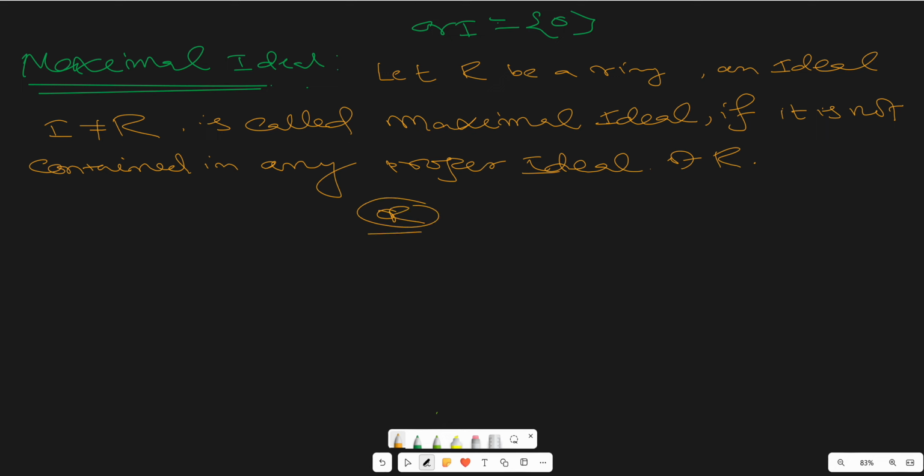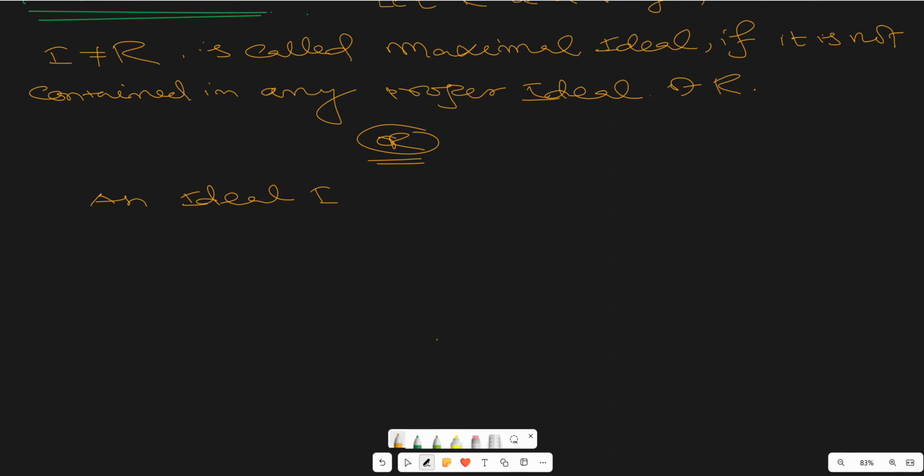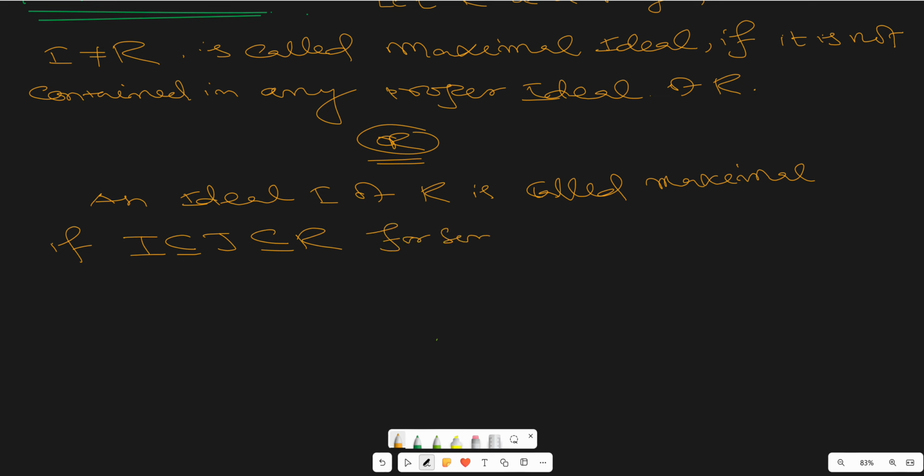Or you can say one thing: an ideal I of R is called maximal if I is contained in J is contained in R for some ideal J. This implies that I equals J or J equals R.